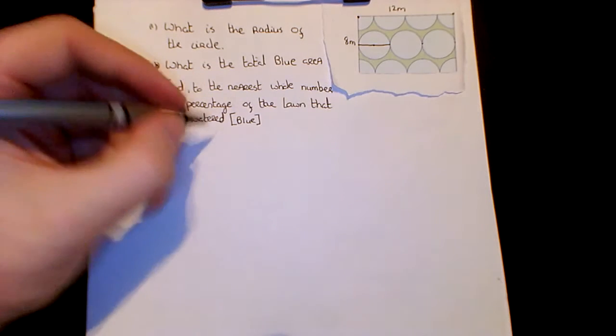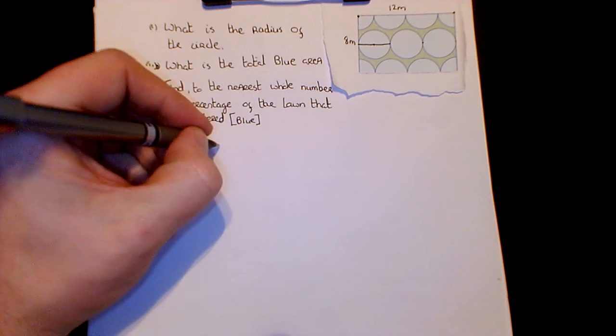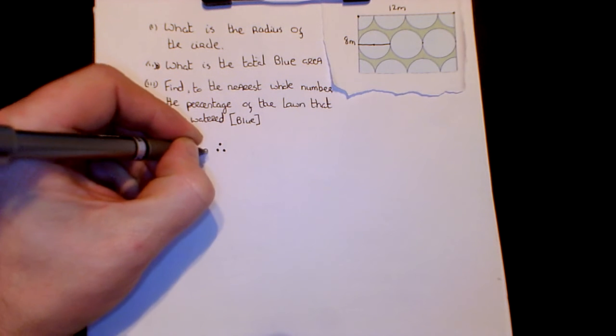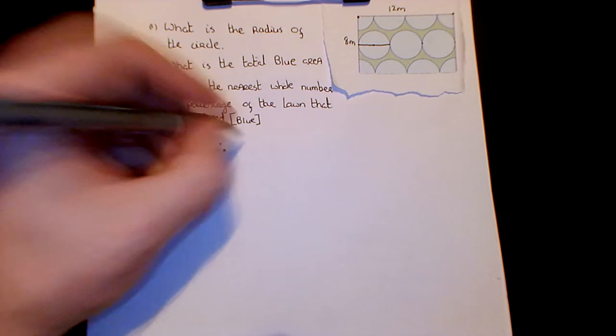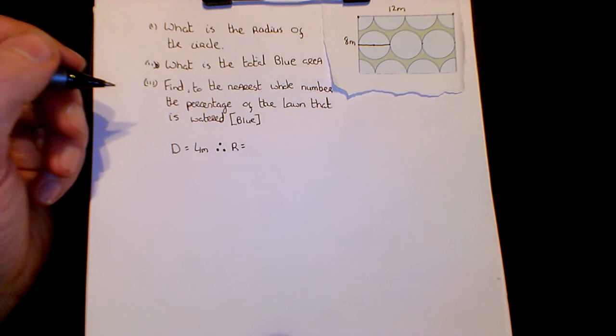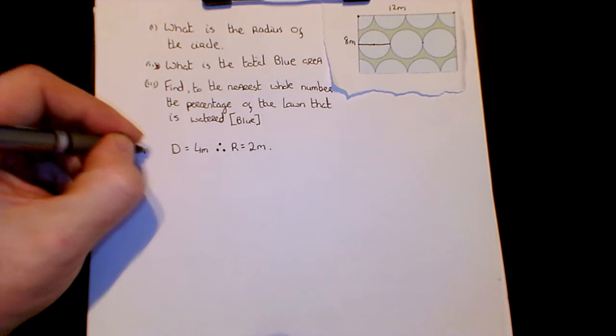So 12 divided by 3 equals 4. So the diameter equals 4 meters. Therefore, the radius is half the diameter, so 2 meters. That's our first question done.